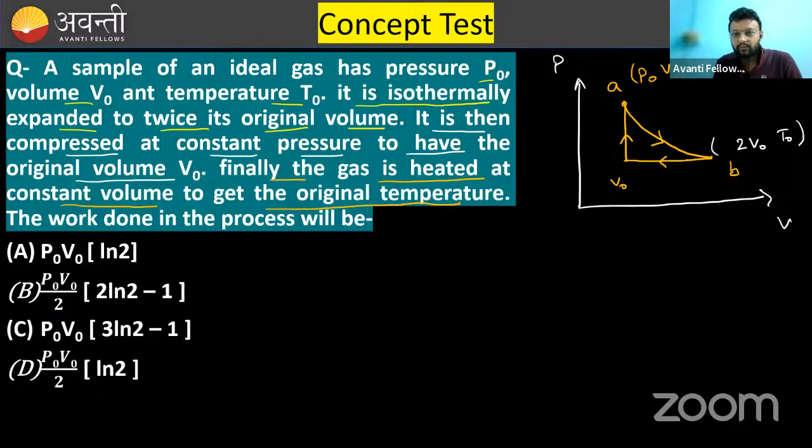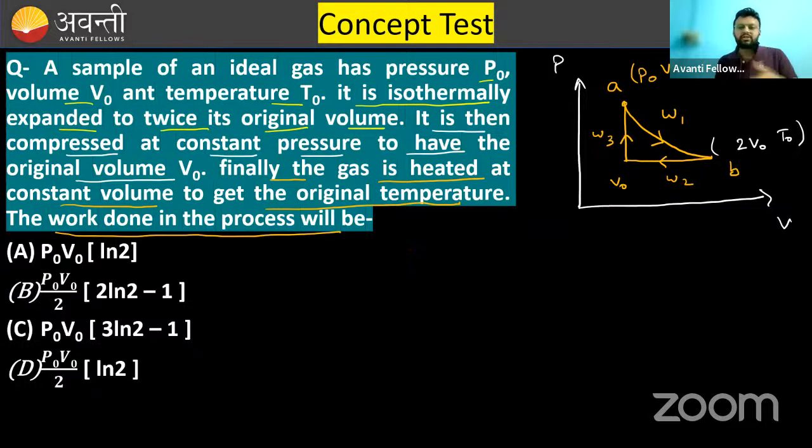And this is isochoric process. So that's a quite simple question. Now we have drawn the PV diagram. They are asking about the complete work done in the process. Let's suppose this is work done 1, this is work done 2, this is work done 3.